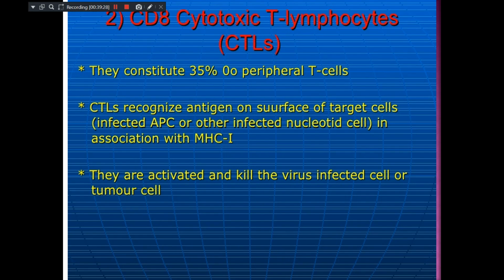They constitute about 35% of peripheral T cells. 35% of peripheral T cells are CD8 cells. So these CTLs, the cytotoxic T lymphocytes, recognize the antigen on the surface of the target cell in association with MHC class 1 protein. Then they are activated and kill the virus infected cell, or even the tumor cells are also targeted this way.